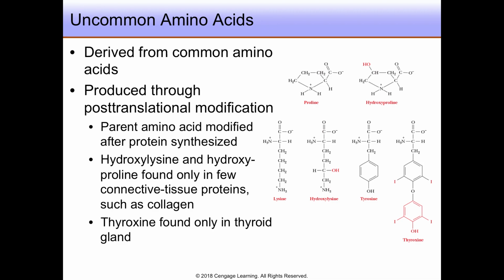Thyroxine is a modification of the amino acid tyrosine and is tissue-specific, found only in the thyroid gland. We'll see some examples of proteins containing these modified amino acids later. For now, just realize that there are amino acids other than those we consider the 20 common amino acids.